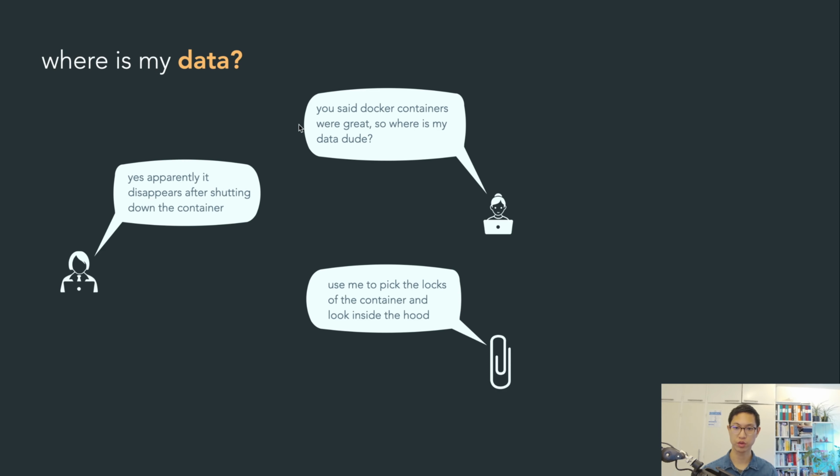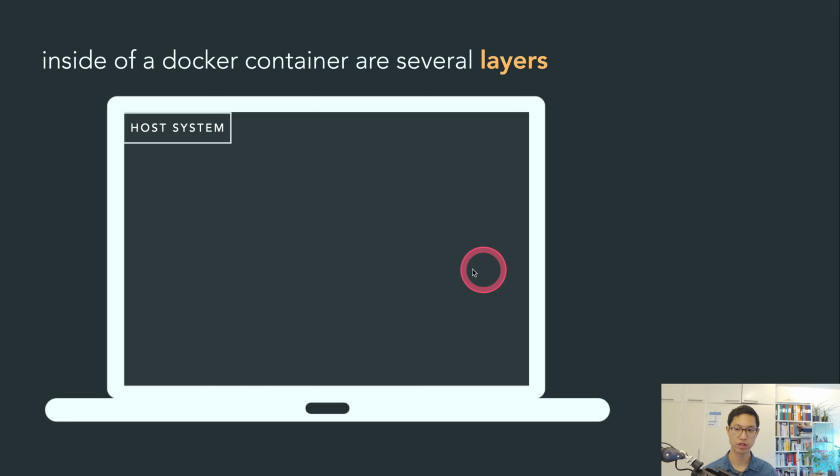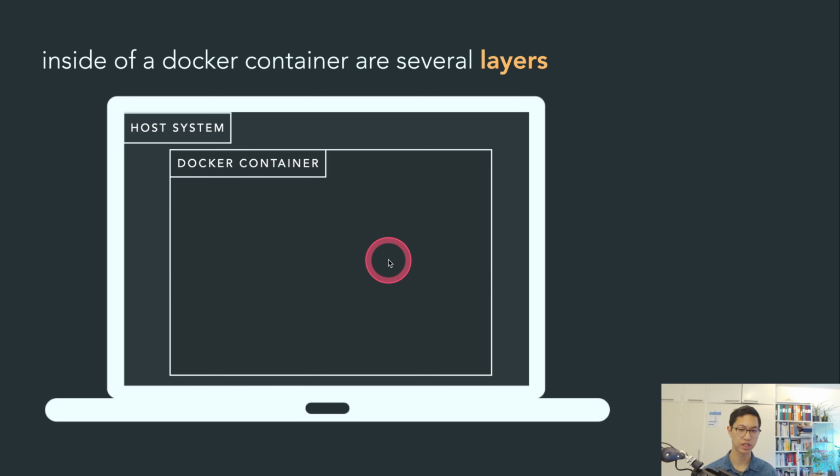So let's go inside of a Docker container. Inside of the Docker containers, we have several layers. This is the host system, and this is the Docker container. First of all, we have the base layer. When you're doing FROM something, you have FROM an image, right? This will install things, for example, FROM Python 3.11. Then it will install the Python image. This is the base layer.